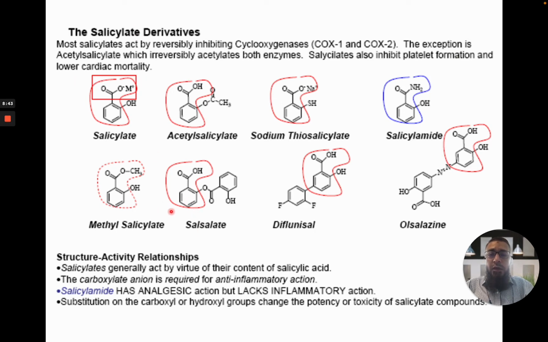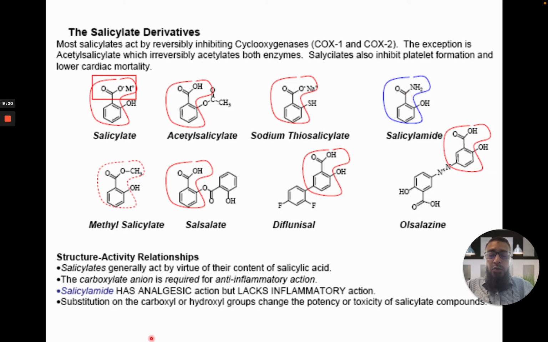So for the structure activity relationship, you can see in all the compounds the most important thing is they all have the carboxylate anion. So all compounds contain the carboxylate anion, except salicylamide. Salicylamide has no carboxylic acid, no carboxylate anion. That's why it has analgesic action but lacks anti-inflammatory action.